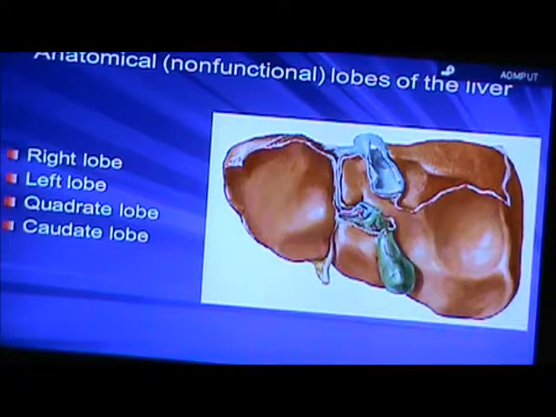But for anatomy, we need this division, the anatomical, the non-functional lobes of the liver. And they are best seen on the visceral surface, because on the diaphragmatic surface it's impossible to see all of the lobes; we can see only the right and left lobe, which are separated by the falciform ligament. On the visceral surface we can see the right lobe of the liver, left lobe, quadrate lobe, and the caudate lobe.